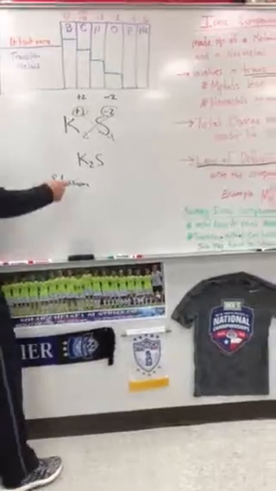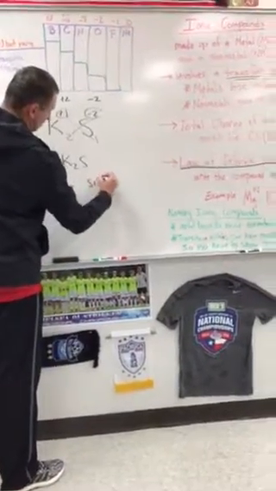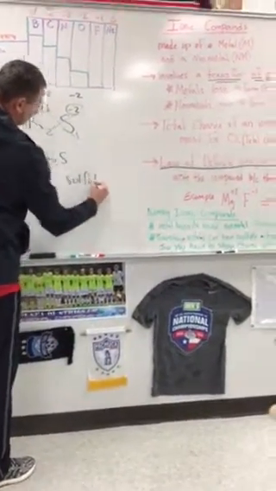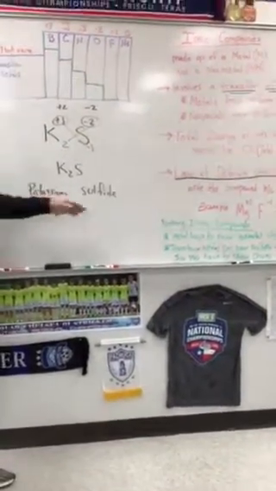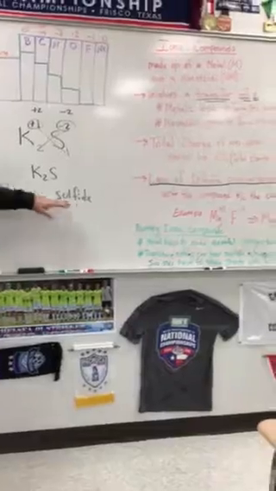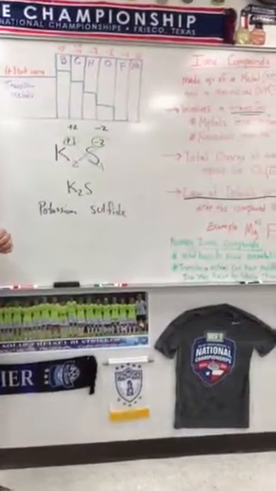And then sulfur is going to change into an -ide ending. So it's sulfide. So it's potassium sulfide. And that's how you name it. The metal keeps its name. The non-metal changes to -ide.